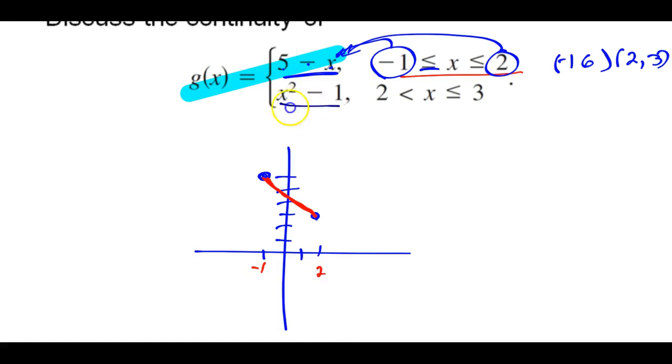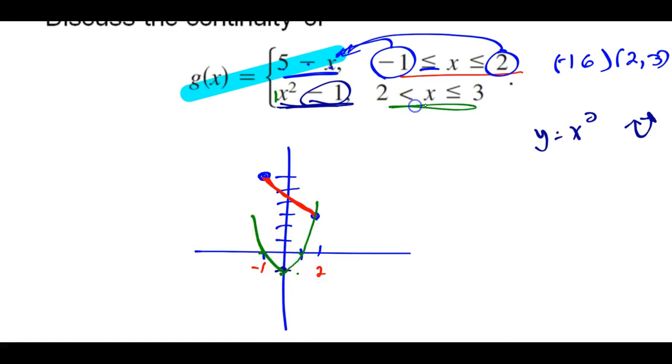I'll continue the function. This is not a line. If you recognize your functions, this is a parabola, and it's shifted down 1 unit, so it's kind of here. And again, the parabola, the value of a is 1, so we know it goes over 1 up 1, over 1 up 1, on both sides. So it kind of looks like this. But again, it's not defined for all those values. It's only defined between 2 and 3.